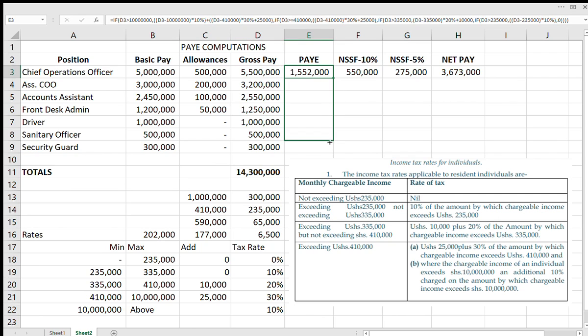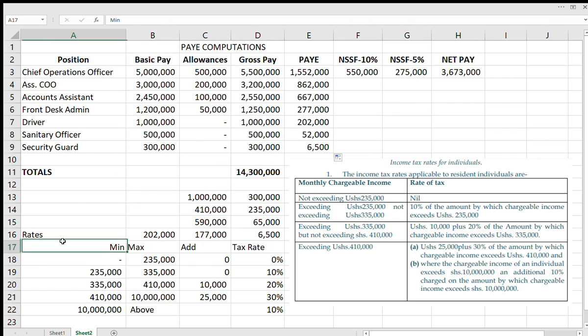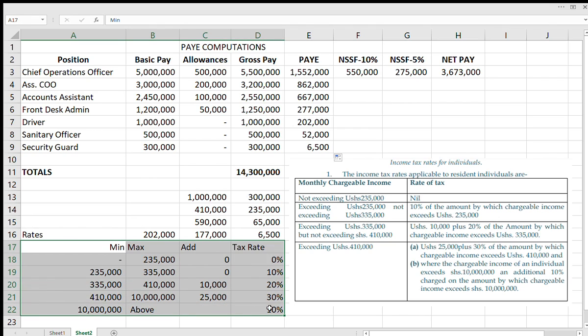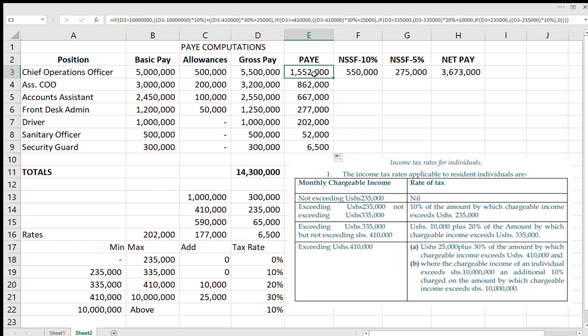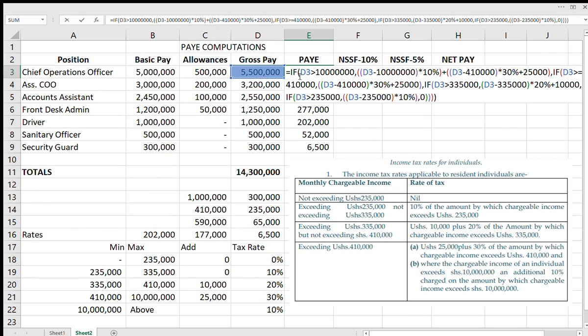So you can spread it downwards by touching that corner. Spread the formula downwards so that it computes for everything without necessarily going to compute for each and everything there. So that is pay as you earn. You need to have your schedules ready here, your brackets here, the ranges ready for you to guide you in setting the if formula.